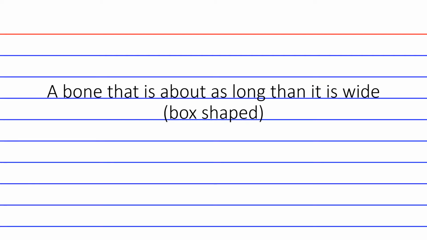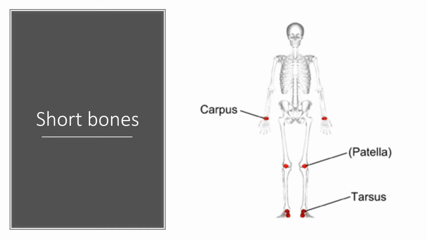A bone that is about as long as it is wide is box-shaped, for instance. The answer is a short bone, and some examples of a short bone are the carpals, the patella, which is your knee bone, and of course the foot equivalent of the carpals known as the tarsals.